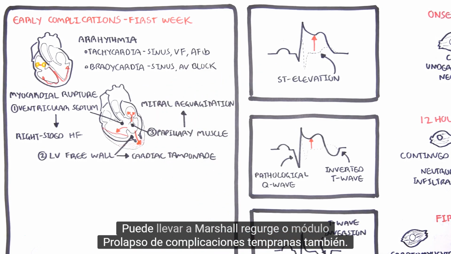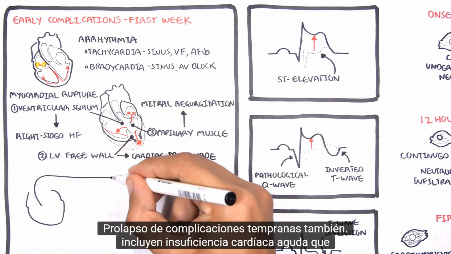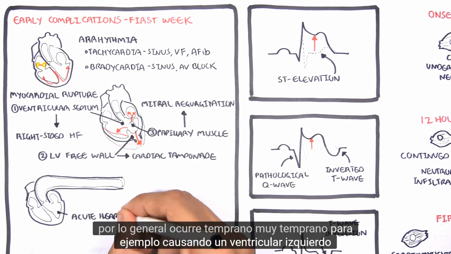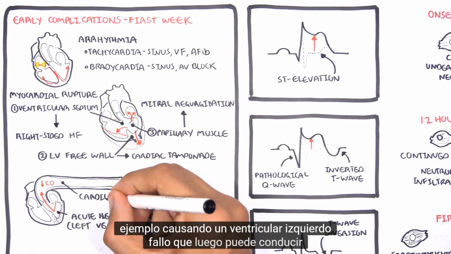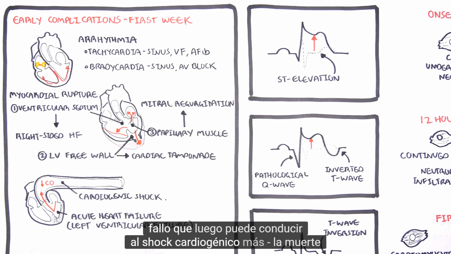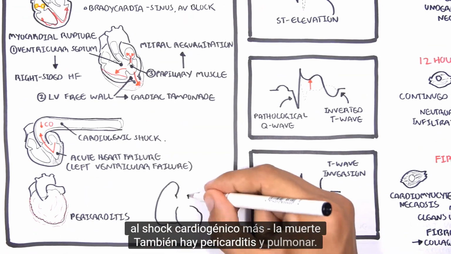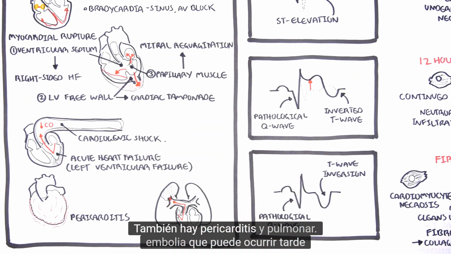Early complications also include acute heart failure, which usually occurs very early. For example, causing a left ventricular failure, which can then subsequently lead to cardiogenic shock, plus minus death. There's also pericarditis and pulmonary embolism, which can occur.